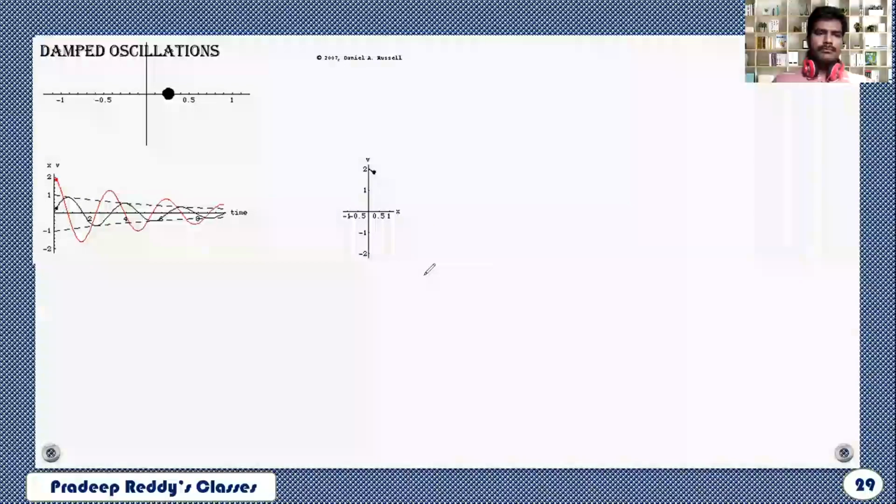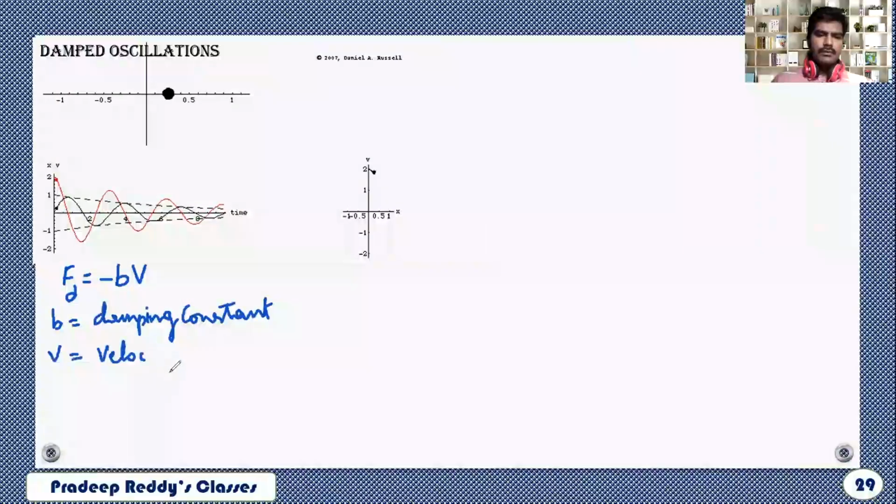As I already told you in the previous video session, the force which is responsible for damped oscillations is the damping force, and this damping force is directly proportional to the velocity of the particle, F = -bv, where b is called the damping constant and v is the velocity of the oscillating object or oscillating body.